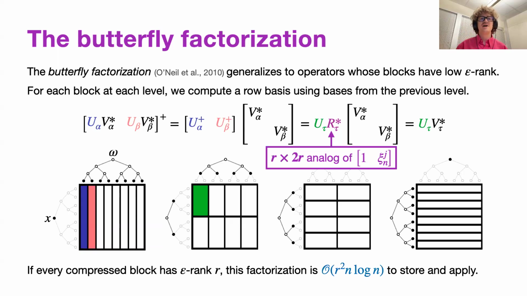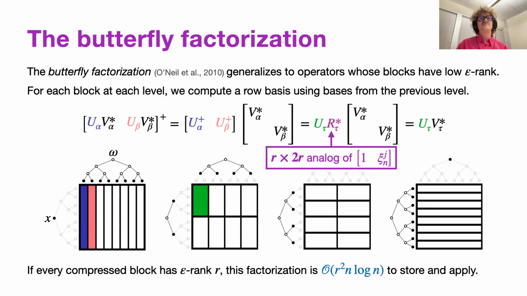So if every compressed block has epsilon rank R, then this factorization is R squared times n log n to store and apply, right? Because we need a transfer matrix R tau for every block at every level. There are O of n blocks at each level, and there are log n levels, right?